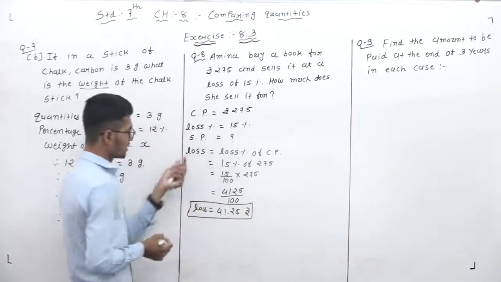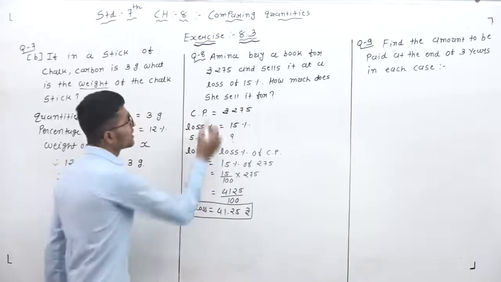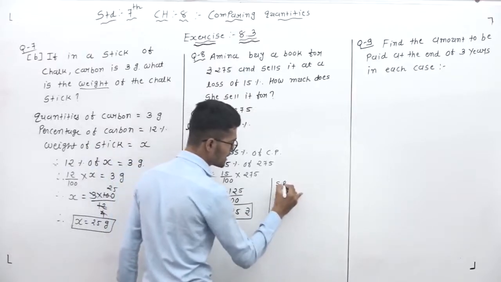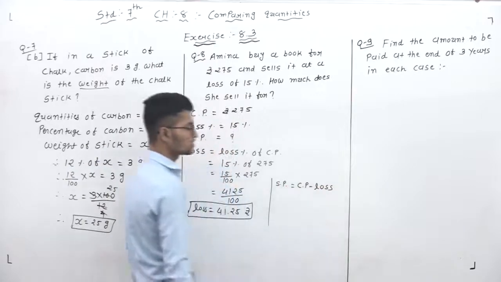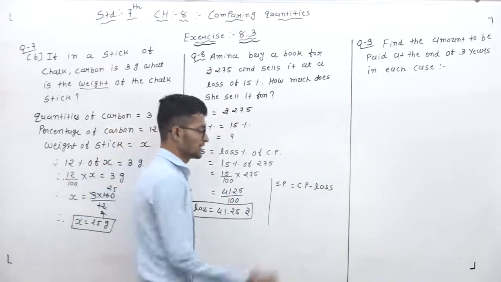41.25 rupees loss. Here the percentage is given. We will convert it into rupees, but we will find the SP, which means selling price. So put SP equals CP minus loss. This is the formula of selling price: SP is equal to CP minus loss.